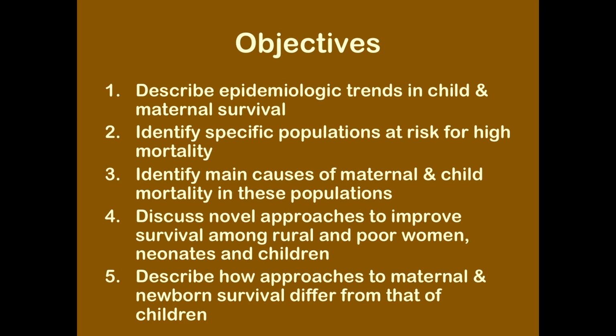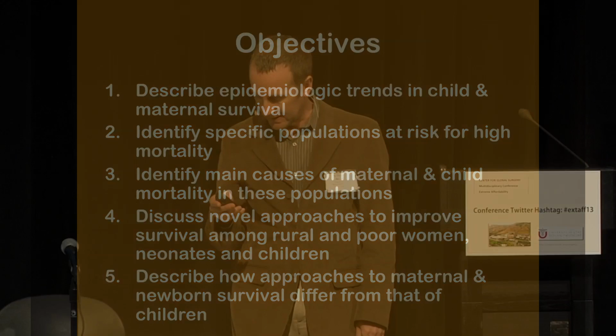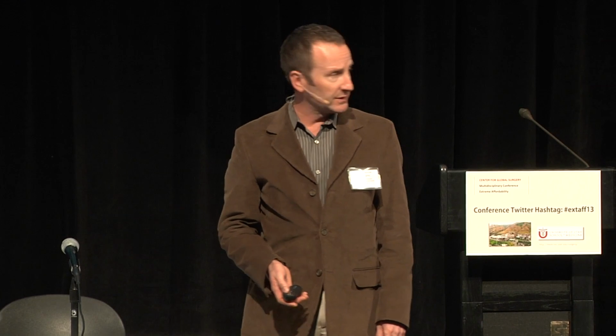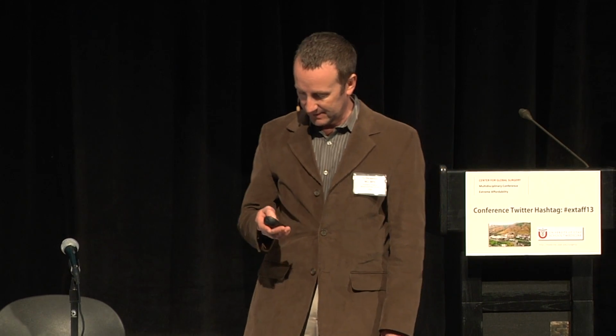First, we'll go through some learning objectives. We're going to talk quickly about some epidemiologic trends in child and maternal survival, identify some specific populations at risk for high mortality, identify the main causes of mortality in these groups, and then discuss some novel approaches to improve survival among rural and poor women, neonates, and children in low-resource settings. And finally, we're going to talk about how the approach to improving maternal and newborn survival is going to need to be quite different from that of improving child survival.